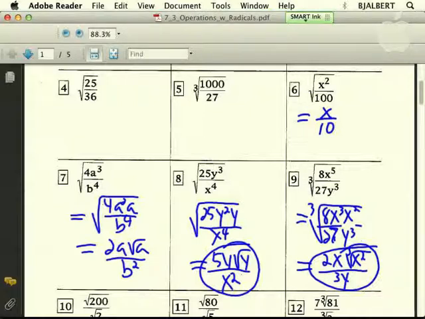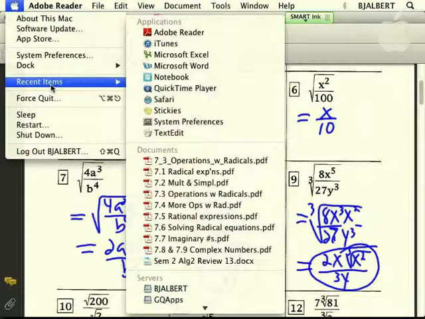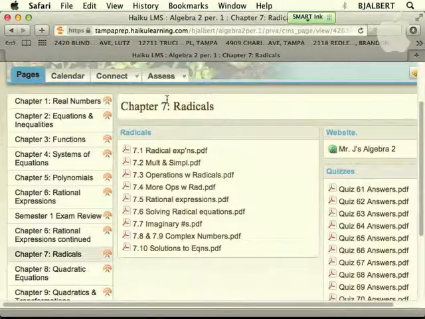Okay, now let's go back to the handout. And let's take a look at 7-4.